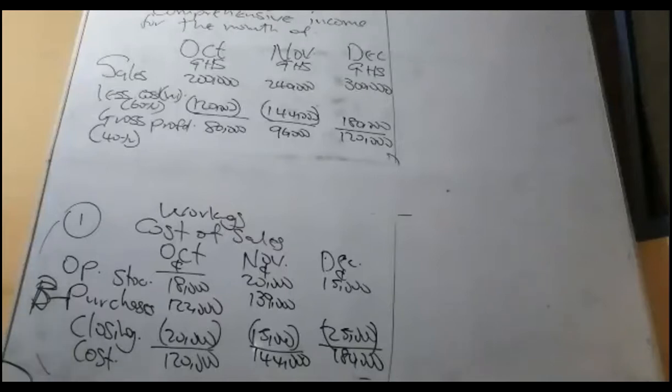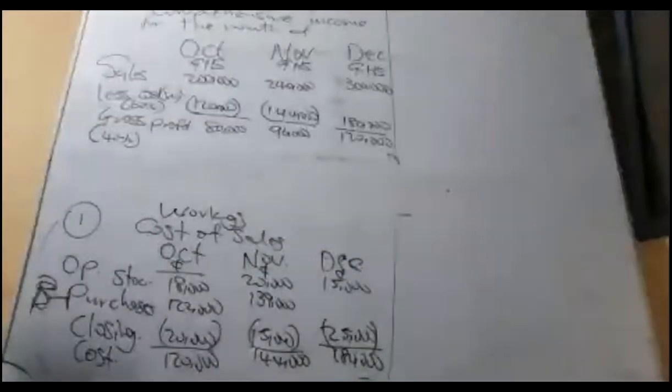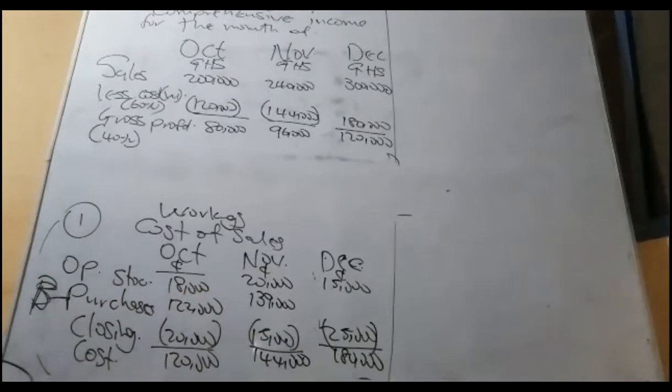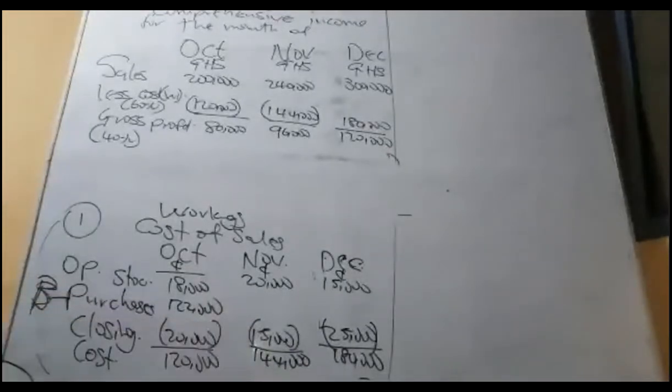So taking December for instance, let's use December. I have opening inventory of 15,000, closing inventory of 25,000. So what should I add to the answer of these two so that I can get 180? If you take November for instance, I have 20,000 there. Closing inventory is 15,000. So what should I add to these two so that I can get 144,000?